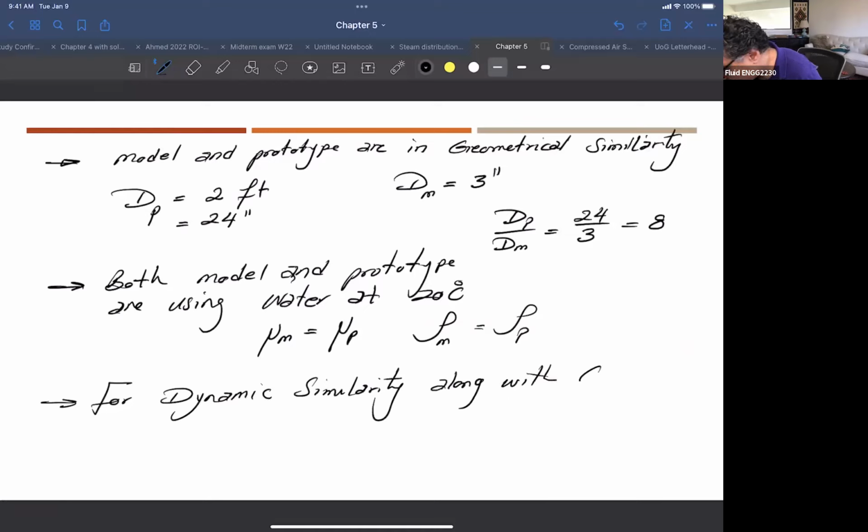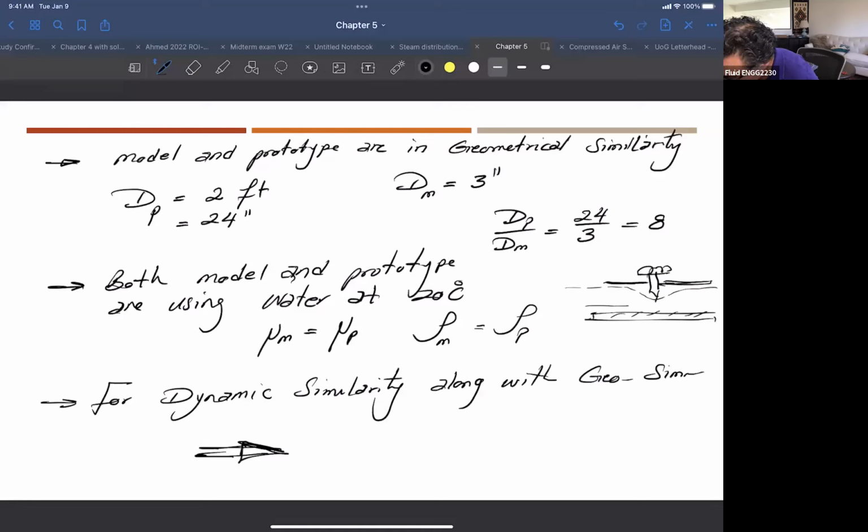with geometrical similarity, what does this lead to? This is a valve. Very cartoonish kind of illustration here. The flow is going like this. So is the flow actually inside the pipe? Okay. For both to be dynamically and geometrically similar, what does this lead to?